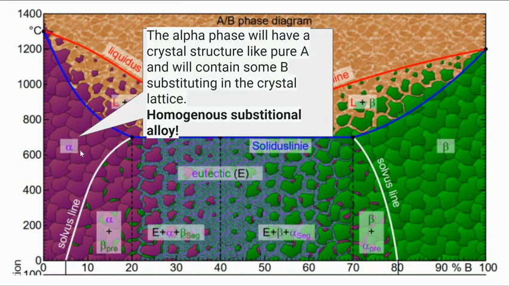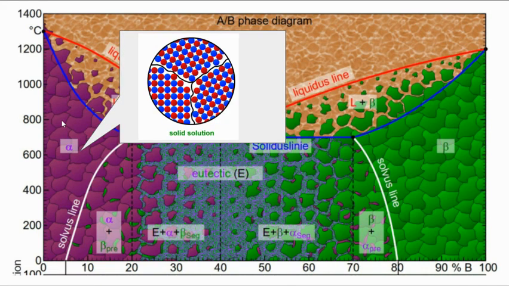And where you see the alpha crystal right here, this section is going to be where you would get a homogeneous substitutional alloy. Meaning if we look at the crystal structure, it's going to be homogeneous. The alpha phase will have a crystal structure like pure A, and it will have some of the beta crystals substituting into the crystal lattice. So you're going to get a homogeneous substitutional alloy. In other words, a crystal structure that looks like this. We could make those purple and green instead.